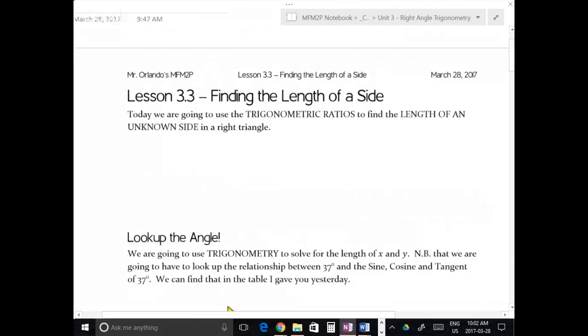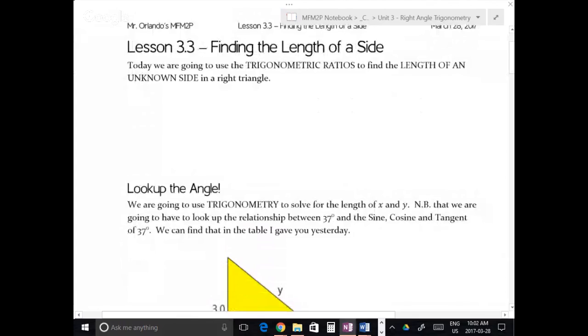So today, lesson 3.3, we're going to talk about how we can use these ratios not to find an angle. What if we already knew the angle, but didn't know one of the sides of a triangle? Can we still use trigonometry? Since I called the note finding the length of a side, the answer to my question is probably yes. So we're going to learn today how to find an unknown side using this.